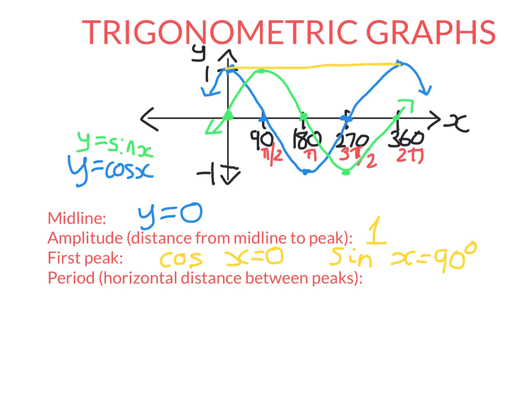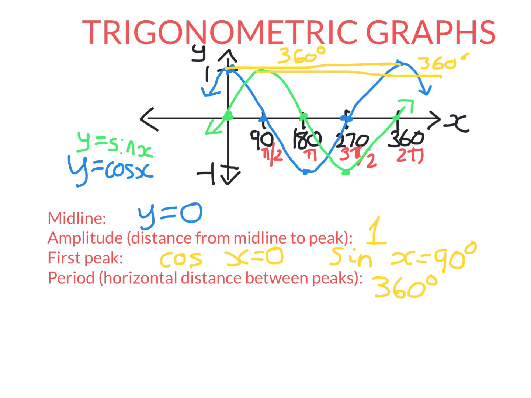The period of both graphs, which means the distance between peaks, is also the same. The horizontal distance between the peaks is 360 degrees or 2 pi radians. That's true for cos. It's also true for sine. Sine actually has another peak over here at 450 degrees. So we say that the period is 360 degrees.